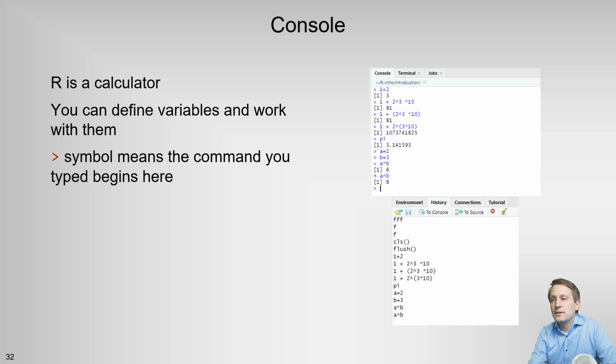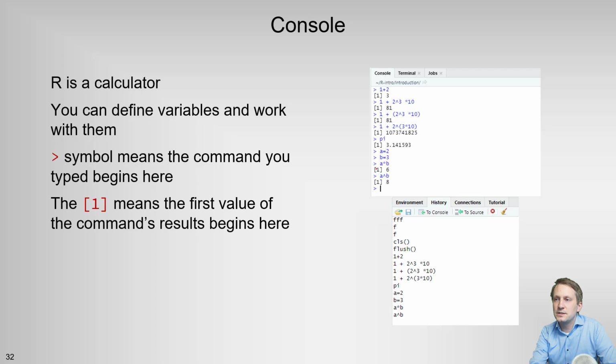You always see the larger than operator here, and that symbol means the command you typed in begins here, right? Like every console or terminal has this. There's a symbol in front of your actual command that says, okay, that's where you can type in your command. And then if you look at the output, there are actually the brackets around the 1.